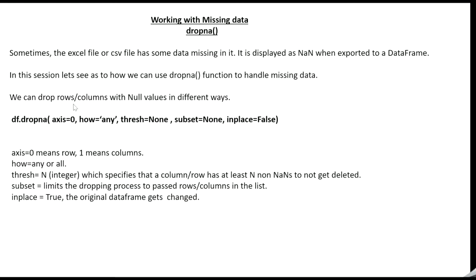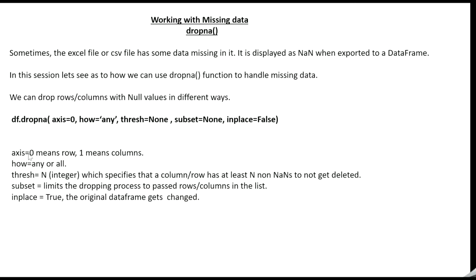We can drop rows or columns with NaN values in different ways. So the syntax for the drop method or function is df.dropna. Parameters are axis, how, thresh, subset, and inplace. By default, axis will be 0, how will be any, thresh will be None, subset will be None, inplace will be False.